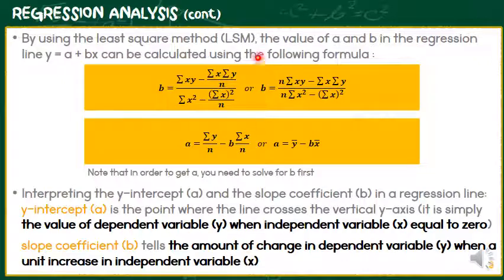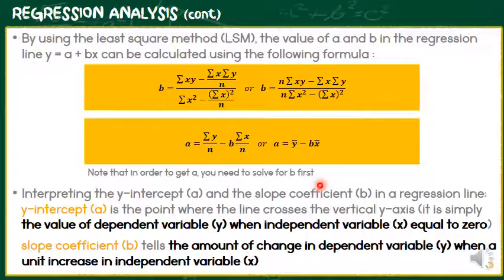So by using the least square method, okay, the value of a and b in the regression line y = a + bx can be calculated by using these two equations. Okay, so I personally use the first equation. Same untuk yang A juga, I personally always use this equation. Note that in order to get A, kita kena cari B dulu.